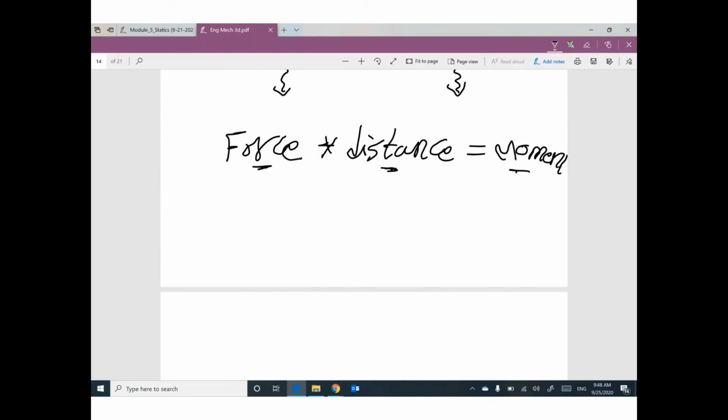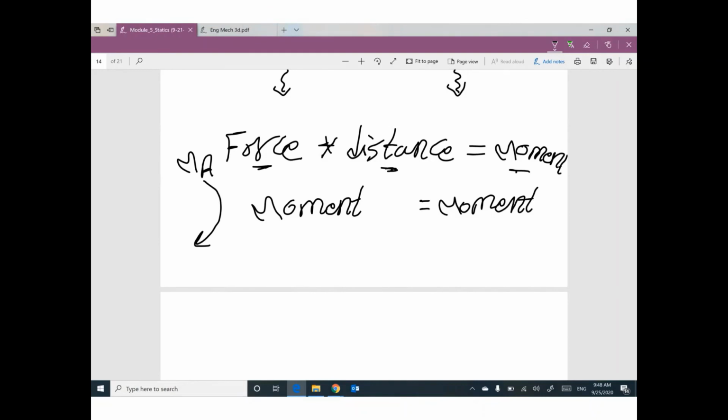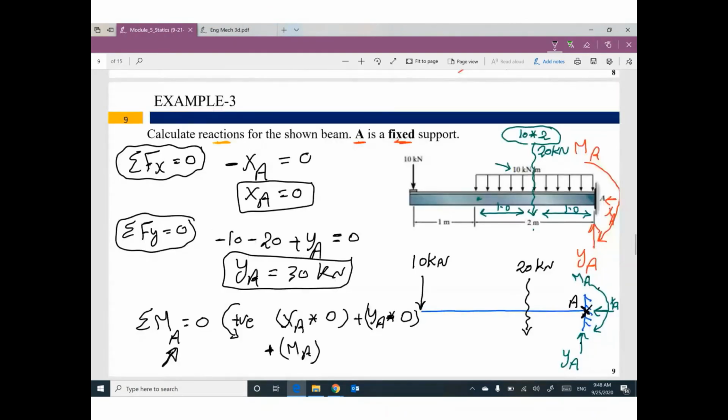But if you have a moment, you already have a moment as a reaction. This reaction MA is a moment. It's moment. Do you think we need distance? No, because it's moment. So we don't need distance. So MA does not need distance to be a moment.